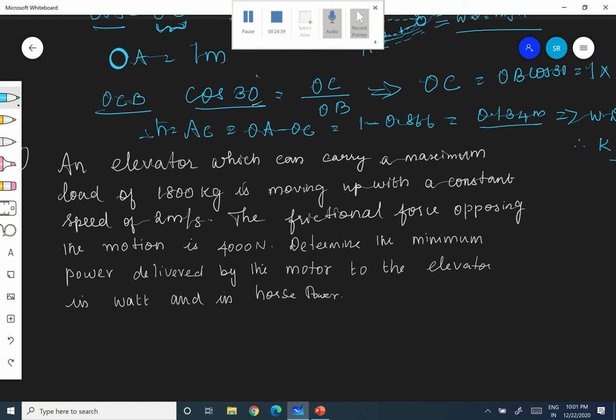The elevator, which can carry a maximum load of 1800 kilogram, is moving up with a constant speed of 2 meters per second. Right, moving up with a constant speed. The frictional force opposing the motion is 4000 Newton. Determine the minimum power delivered by the motor to the elevator in watt and also in horsepower.